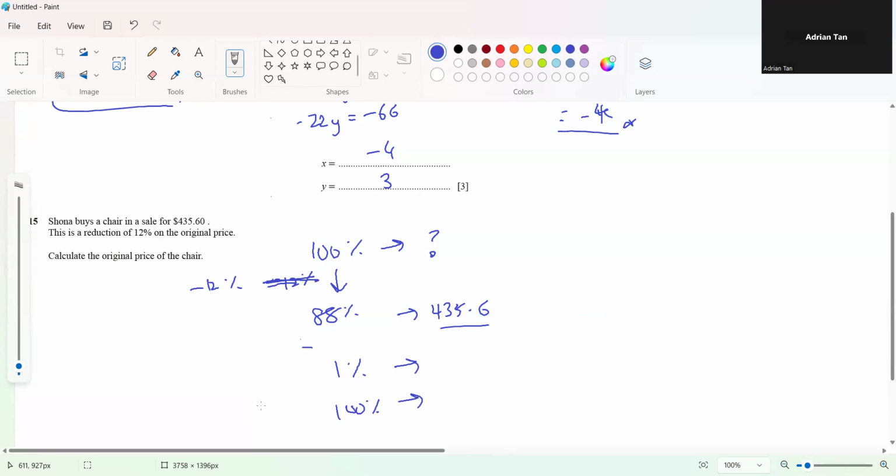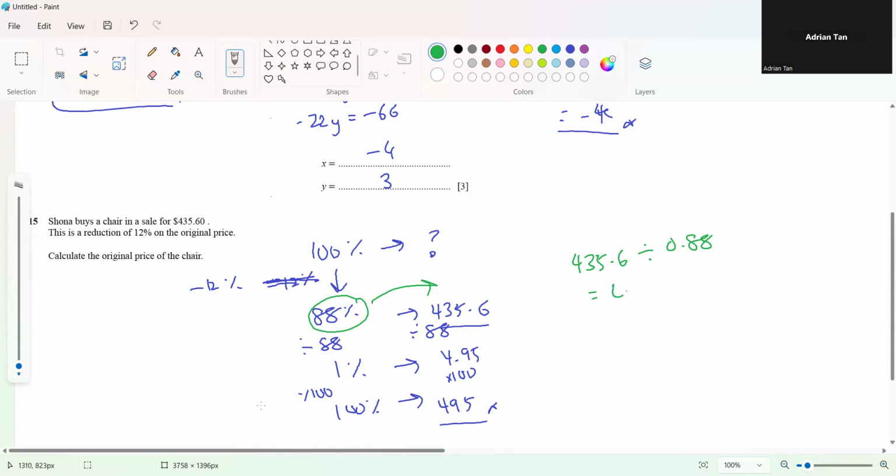You could find the 1% and then convert it to 100%. That's the first approach. So it means both sides you divide by 88. So 435.6 divided by 88. So that's 1% is 4.95. So we multiply by 100, we get 100%. So 100% is $495 immediately. So this is one of the methods. The alternate method is, if you can see, we can use the multiplier. So in this case, 435.6, we want to find the original. We are going to divide by 0.88, which is the value that it is at the moment here. So from here, this would also be 495. So it depends on what you do, but both methods will give you the full 3 marks.